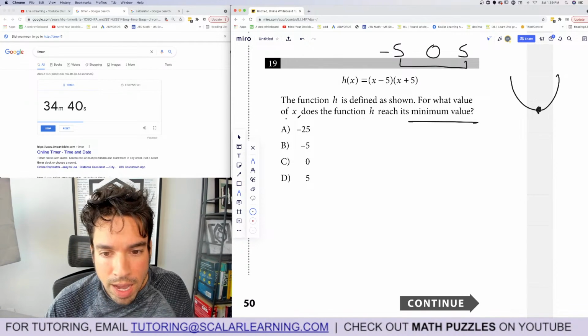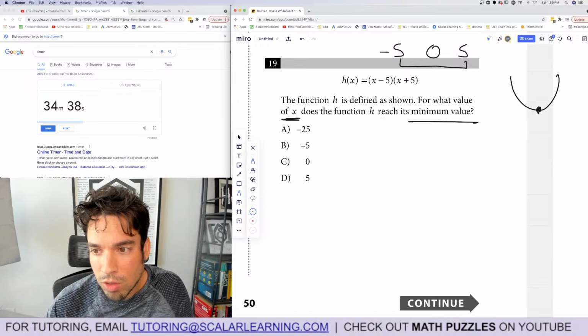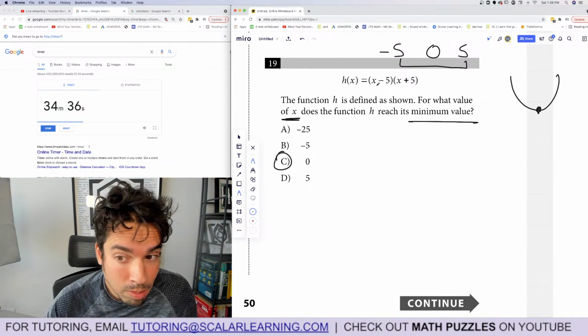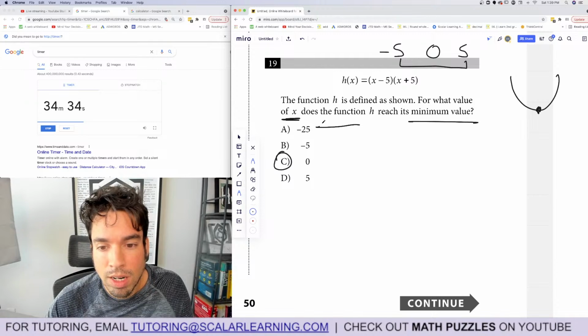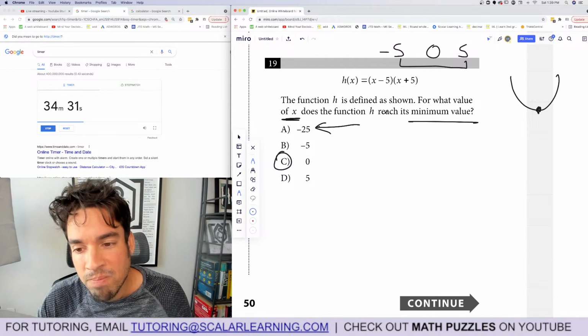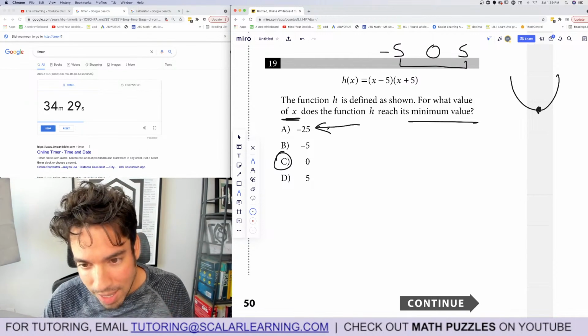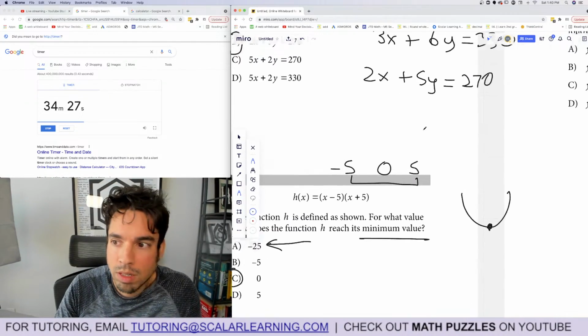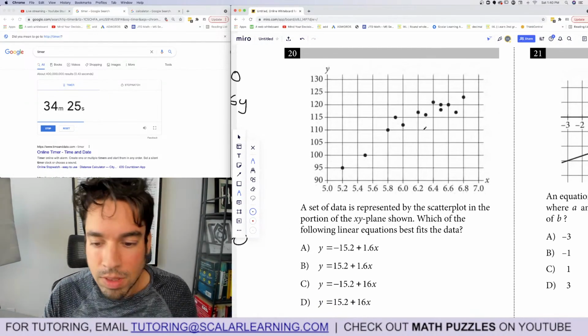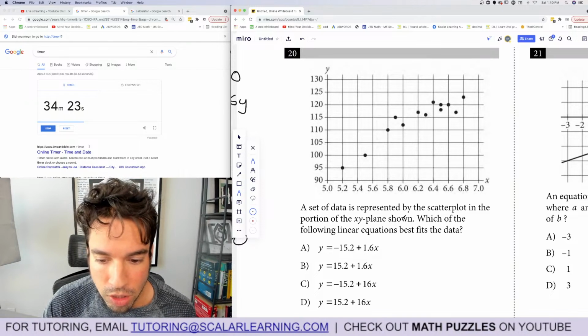So for what value of x does it reach its minimum value? 0. Now, what is that minimum value? It's -25. But they're not asking for the function value. They said, for what value of x does it reach its minimum? 0. Boom, done. 20. A set of data is represented by the scatter plot in the portion of the xy plane.